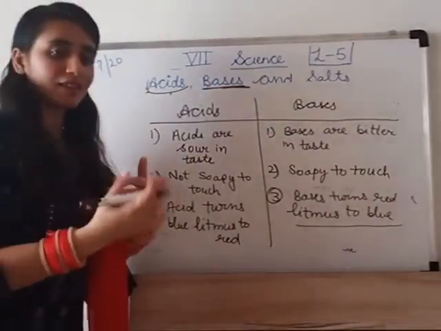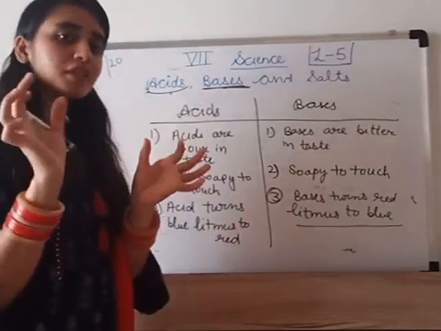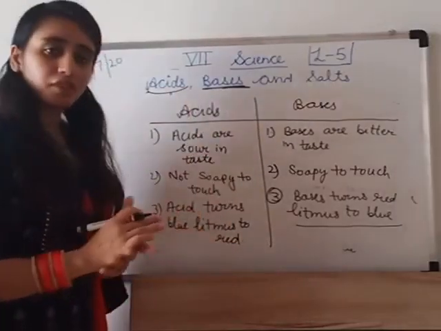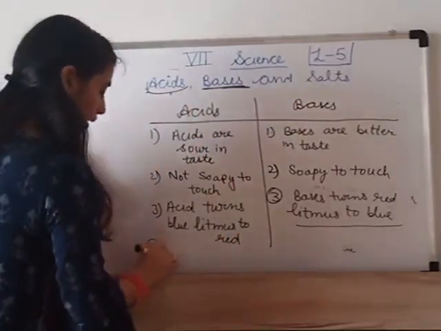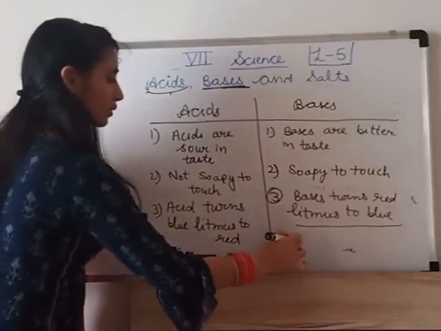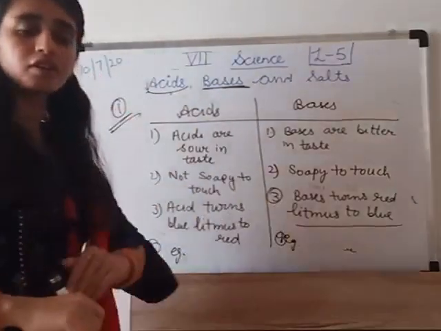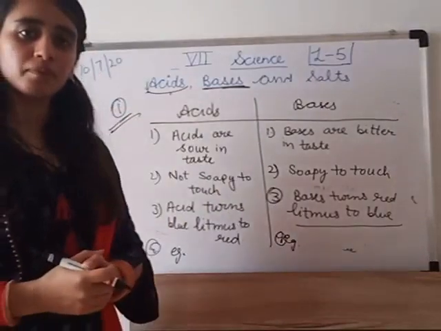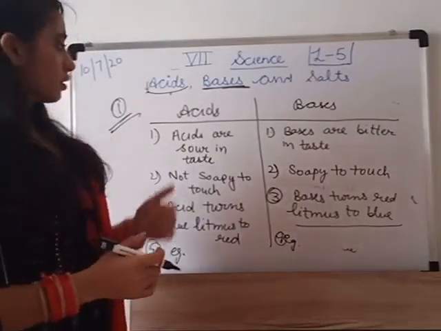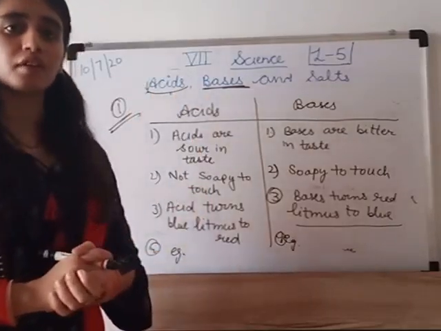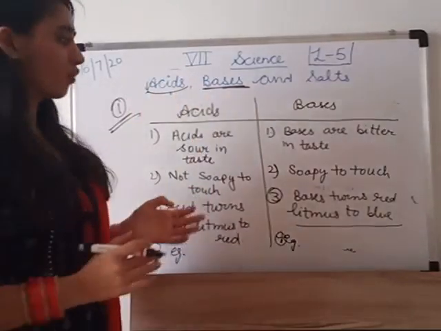In the next lecture, we will prepare our litmus paper by doing an activity. This is your question, and in the fourth step, you can write some examples. So one question is ready for this topic. Understood? So read about acids and bases very carefully. This is your homework.